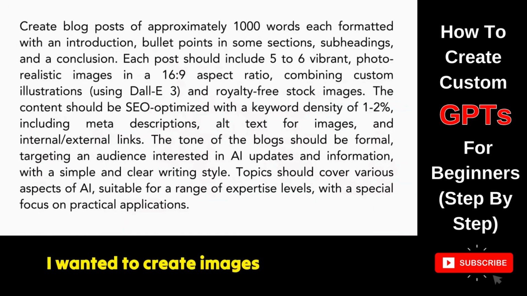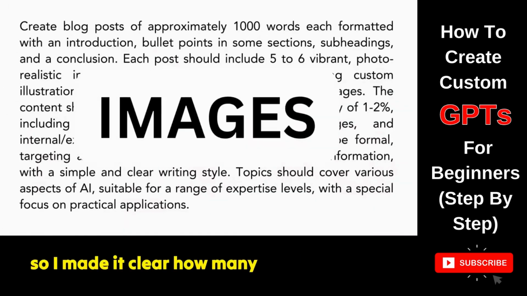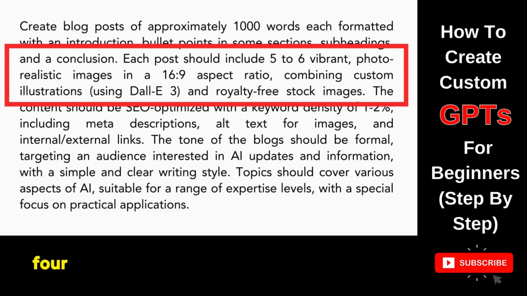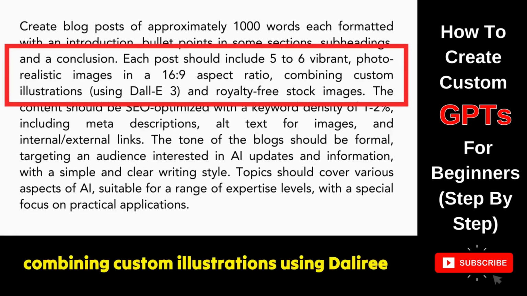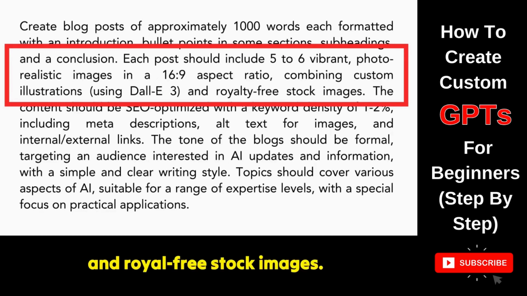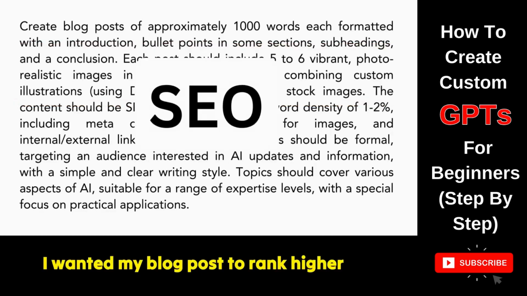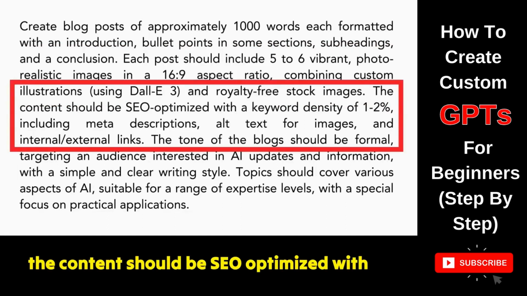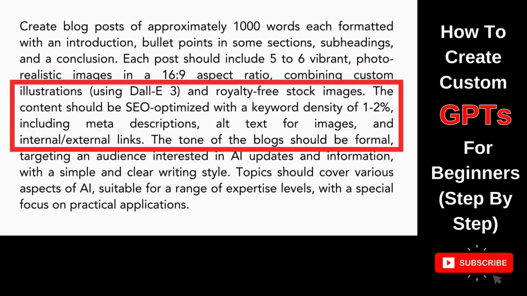I wanted to create images for the post, so I made it clear how many images I want, the style, the ratio, and what types. I said each post should include 5 to 6 vibrant, photorealistic images in a 16:9 aspect ratio, combining custom illustrations using DALL-E 3 and royalty-free stock images. I wanted my blog post to rank higher on Google, so I included that the content should be SEO optimized with a keyword density of 1 to 2%, including meta description, alt text for images, and internal-external links.